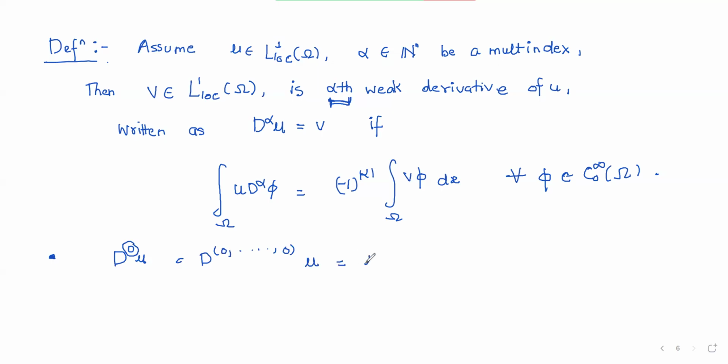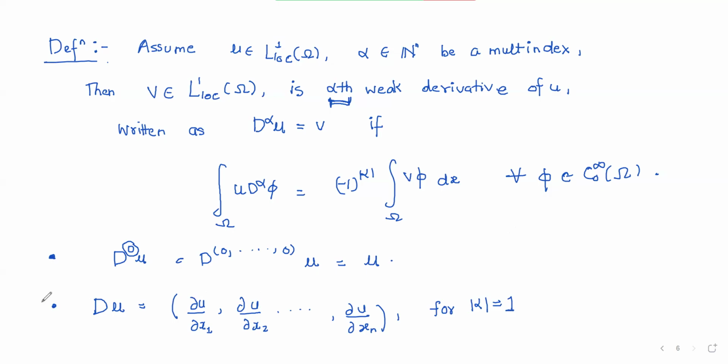And this is u. And I will denote Du as du by dx1, du by dx2, ..., du by dxn, for mod alpha equal to 1.